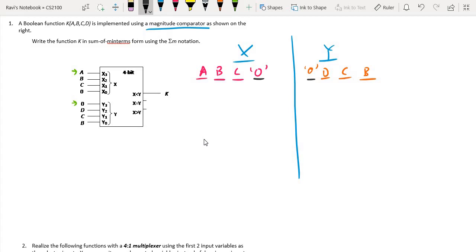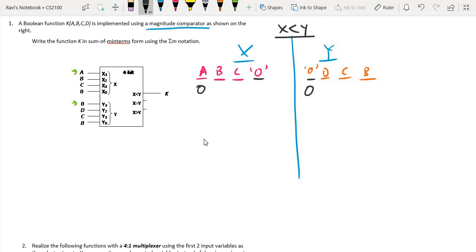So, in order for X to be lesser than Y, since the most significant bit of Y is already 0, it automatically puts a constraint that A cannot be 1. A has to be 0. That is the first thing we can observe: if the most significant bit of Y is 0, it already puts a constraint that the most significant bit of X also has to be 0, in order to fulfill the condition that X is lesser than Y.